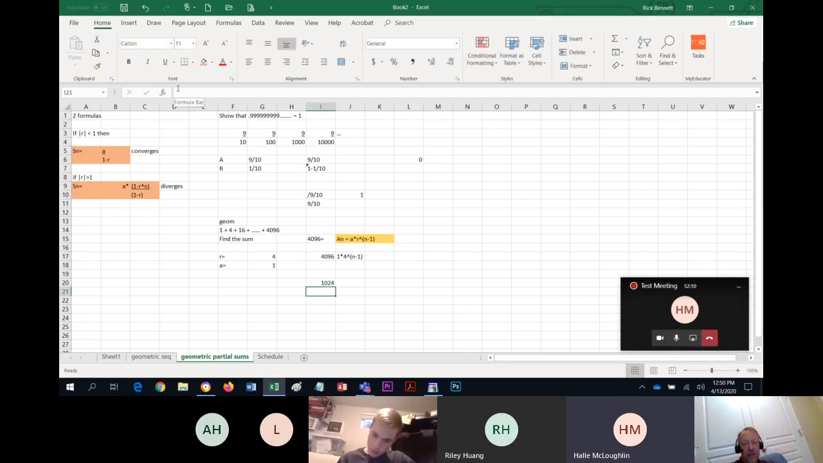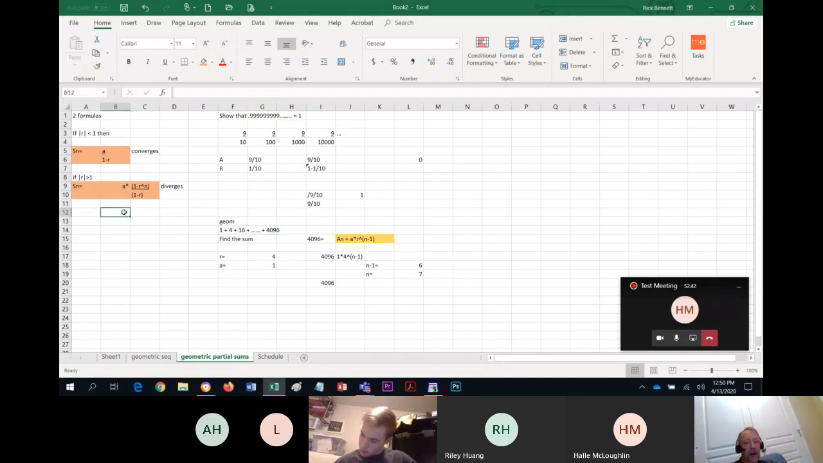The 5th power is 1024. For the 6th power, 4,096. So n minus 1 has to equal 6. So therefore n has to equal 7, right? So n equals 7. So we know that this is the 7th term. 4,096 is the 7th term.